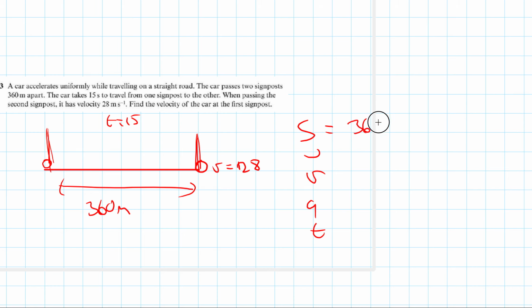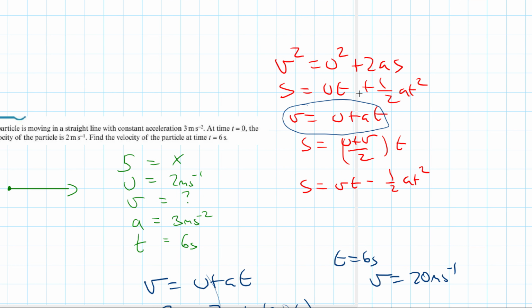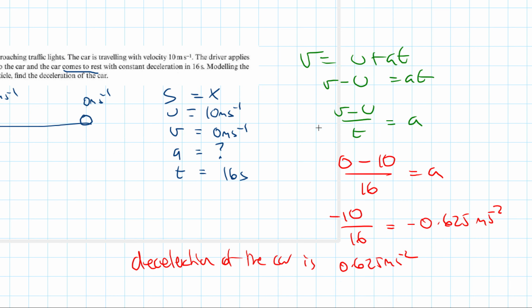So S is equal to 360. Car takes 15 seconds, so it's 15 seconds here. When passing the second signpost, it has a velocity of 28 meters per second, so we know that our final velocity is 28. We want to find the initial velocity, so therefore we don't care about our acceleration. So if we go back to our formula sheet, we're looking for an equation that doesn't have acceleration, and that's going to be this equation here, the fourth equation, S equals u plus v over 2 times t.